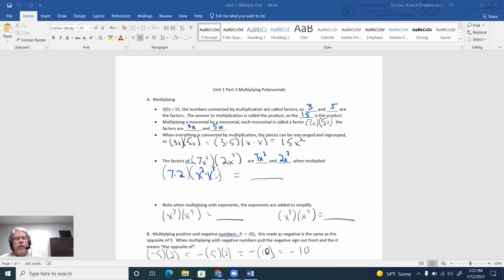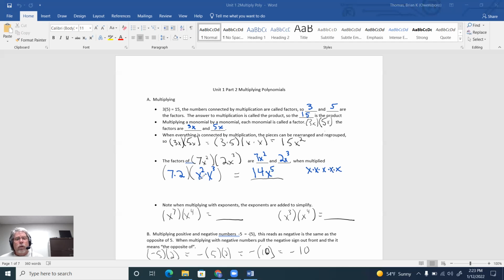Now we just have to do a little bit of cleaning up. 7 times 2 is really the same thing as 14. That's the product of 7 times 2. And this x squared times x to the third, we really can't do much there except clean it up. Remember, x squared just means x times x, and we're multiplying that by x times x times x. So really what we pick up on is there's 1, 2, 3, 4, 5 x's connected by multiplication. So we use exponents for that. We write that as 14x to the fifth.